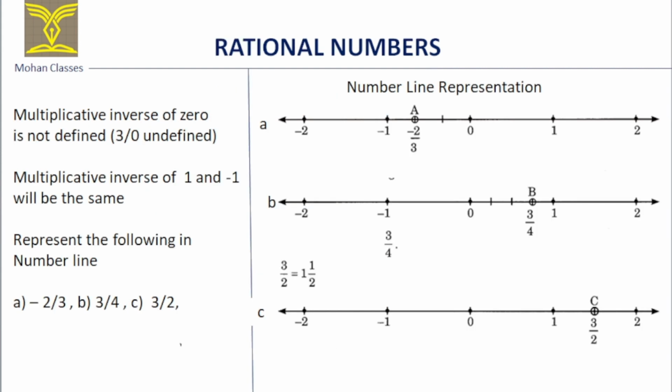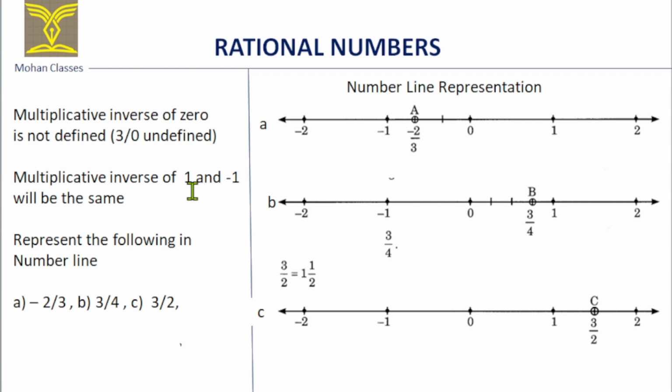Now, these two things are very important. One is that the multiplicative inverse of 0 is not defined. 0 by any integer is a rational number. So if you want to find the multiplicative inverse for 0 as a rational number, it is not defined, because any integer divided by 0, you will get infinite. That means undefined.